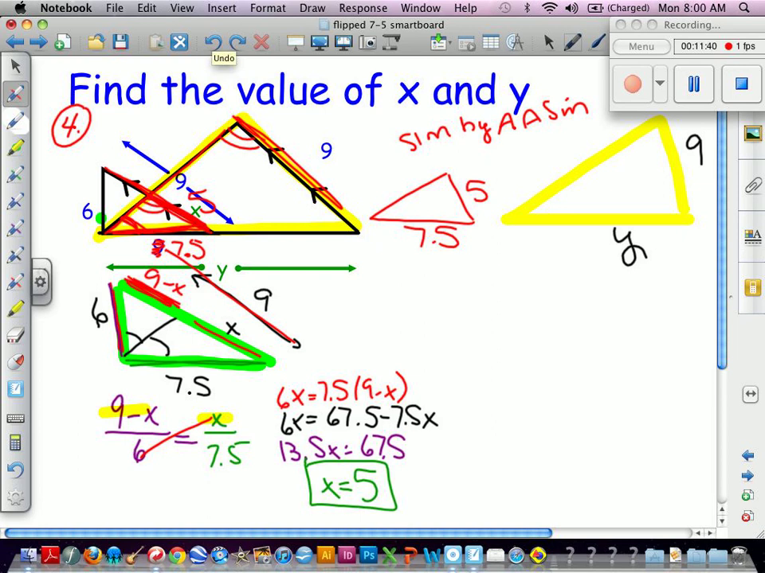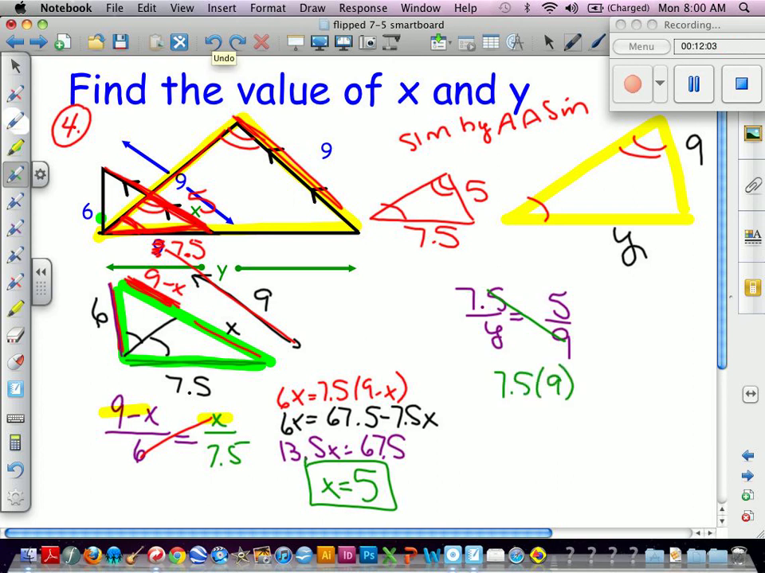All right, so now, by similarity, I can match my corresponding parts. My 7 and a half corresponds with y, and my 5 corresponds with 9. I can go ahead and cross multiply. 7 and a half times 9 equals 9y. Go ahead and multiply. I don't have 7 and a half times 9 multiplied on my paper, and I have a calculator, so take care of that, and then divide by 9. I'm getting 13 and a half. y equals 13 and a half.